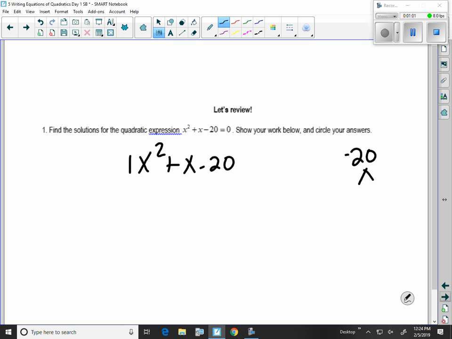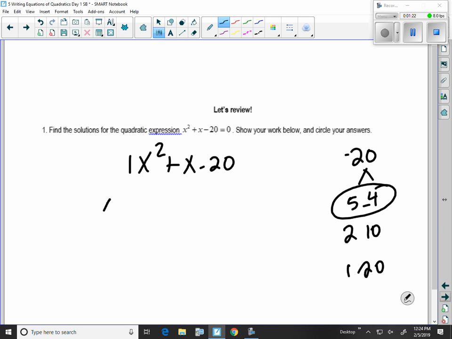All right, tell me the ways that can multiply to negative 20. 5 and 4. 2 and 10. 1 and 20. Okay, which set could add to a positive 1? 5 and 4. But which one's going to have to be negative? The 4, because 5 minus 4 is positive 1.